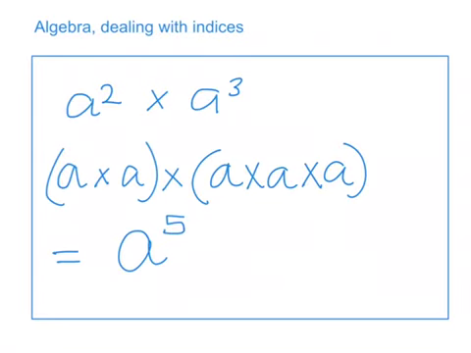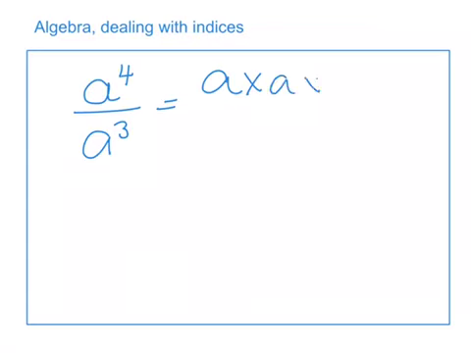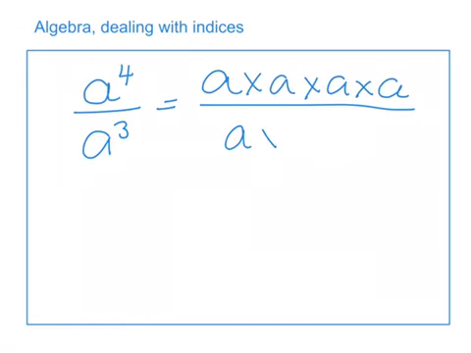If you've got a situation where you're dividing with the indices, let's use the example a to the power 4 divided by a cubed. So what is that equal to? Well, a to the power 4 simply is a multiplied by a multiplied by a multiplied by a, and that's all divided by a cubed, which is a multiplied by a multiplied by a.